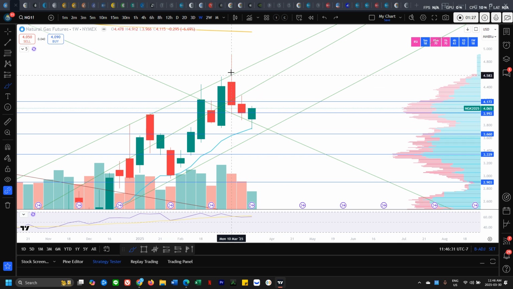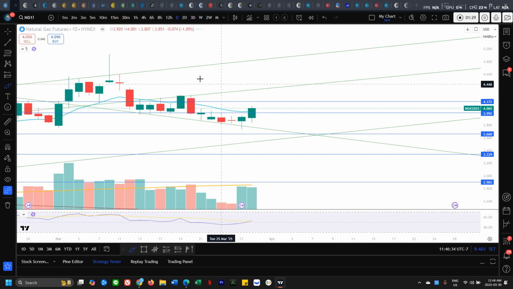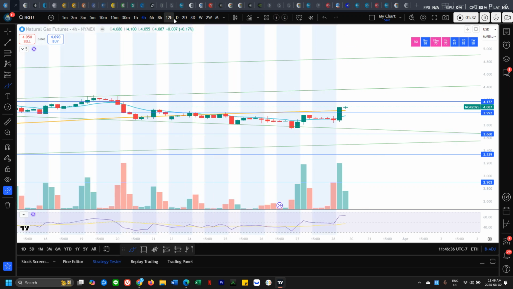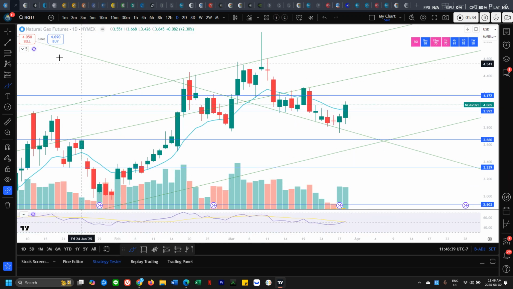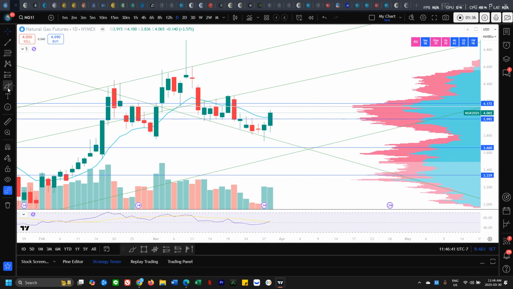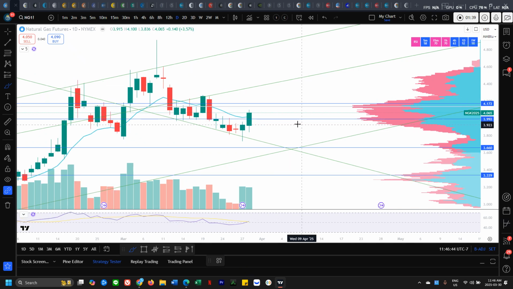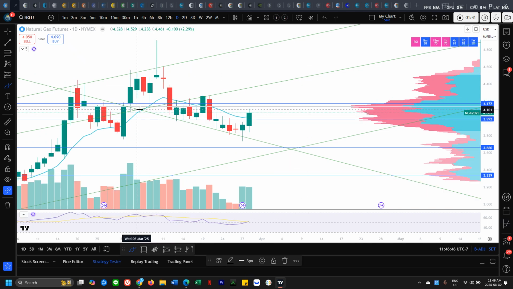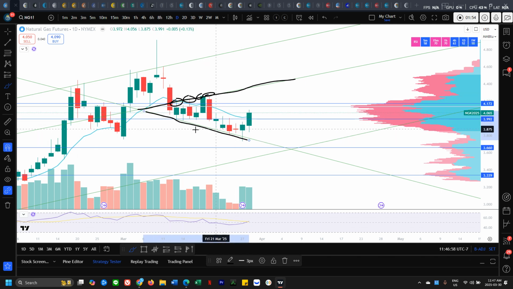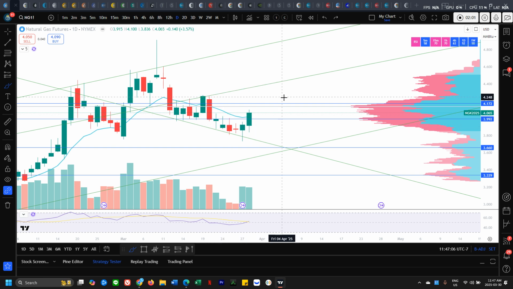So let's zoom in to see if more clues. Actually, let's go to the daily. So for me, if you're a shorter term trader, right, daily, you're just looking at this megaphone pattern where we drew this together, I think a week or two ago. And so this is the support, sorry, this is the resistance. Rejection, rejection, rejection, rejection. And this is the support, right? Very clear. Bounce, bounce, bounce, bounce, bounce. So pretty much we're just megaphoning.